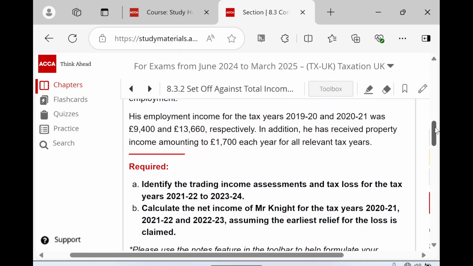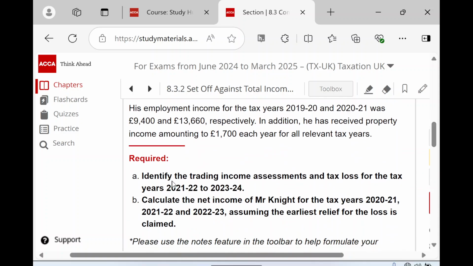So what's the requirement? We see we have to, in A, identify the trading assessments and tax loss for the tax years 21-22 through to 23-24. So several years to address there. Sounds like we're going to have a set of columns, highly likely. Outside of that, what they ask us within B is the net income. So calculate the net income from 2021 through to 22-23.